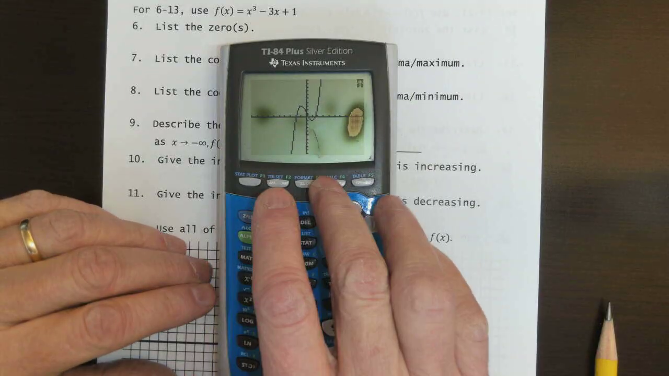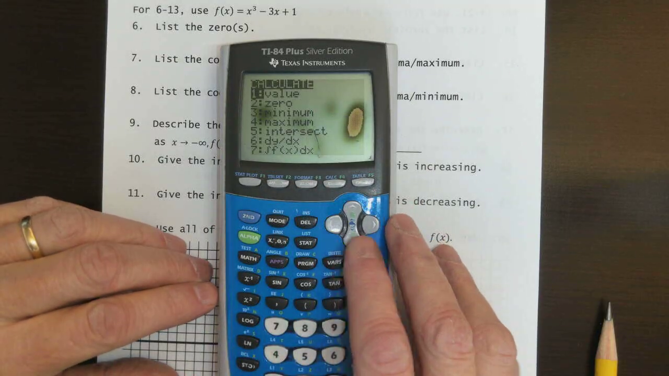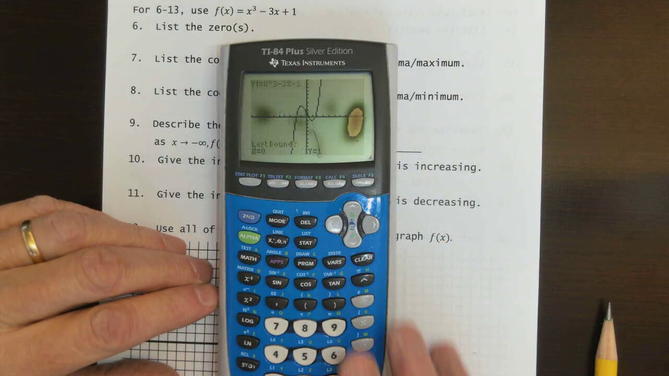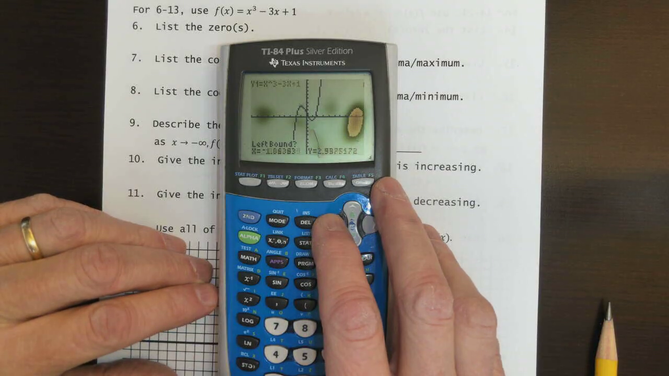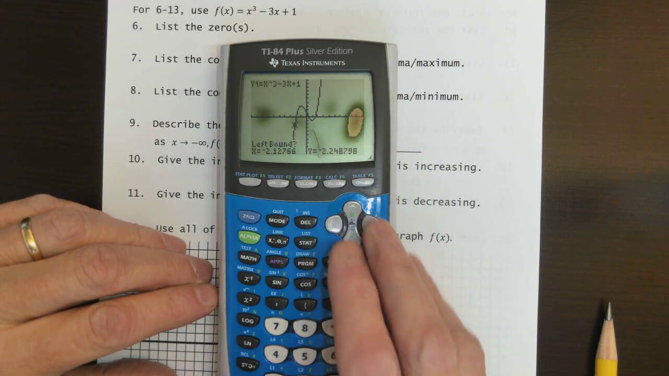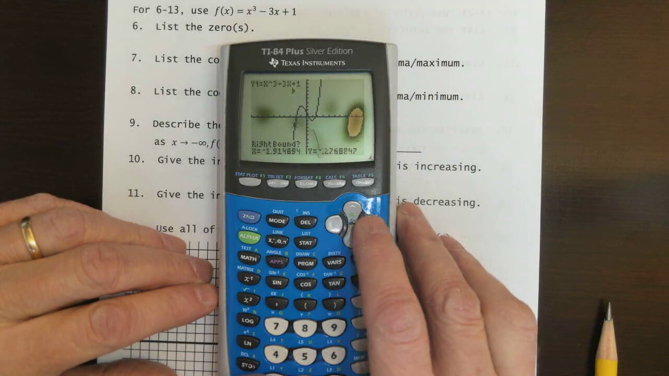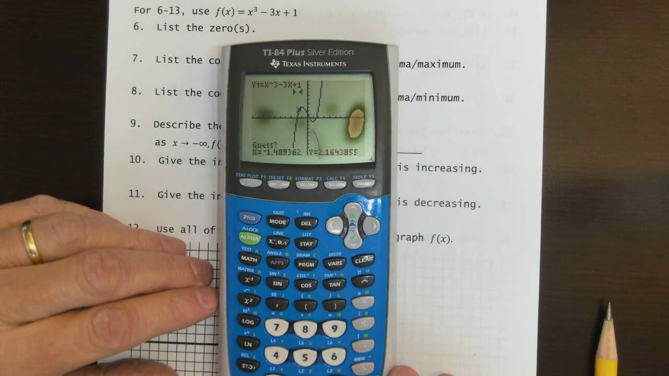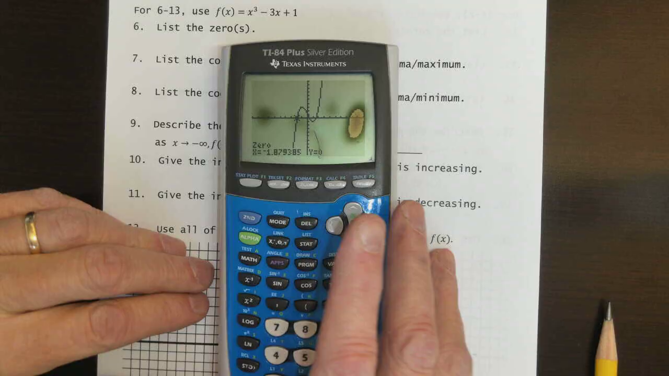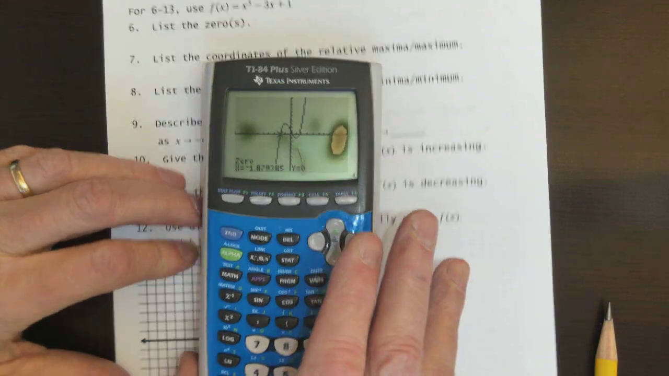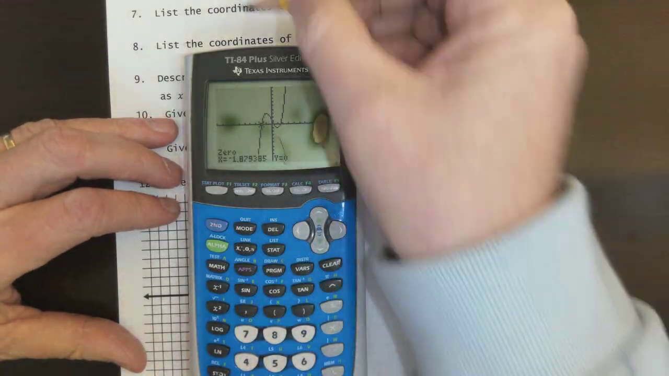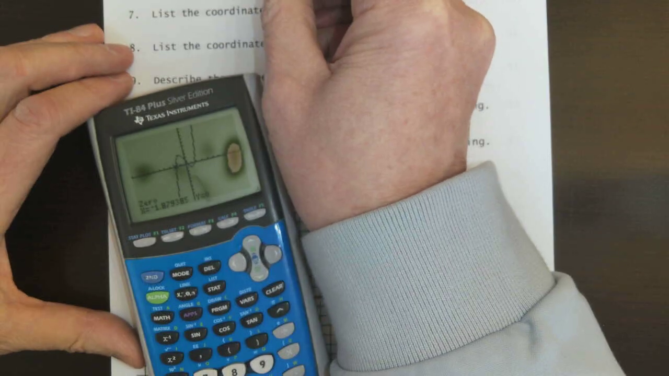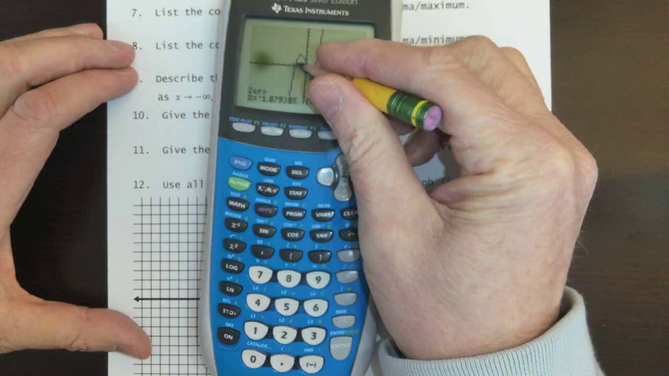So I'll go second calc. If you're using a graphing calculator, make sure you are ready to do the second calc stuff. Left, enter, come over here, enter, guess, enter. I'm going to go negative 1.88. I'm going to round to 2 decimal places. That's one of the zeros right there.